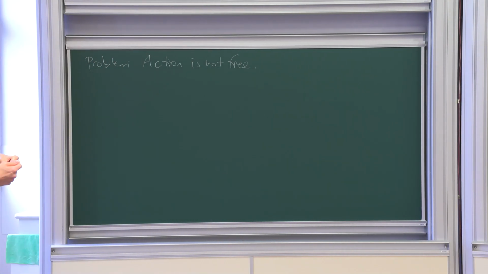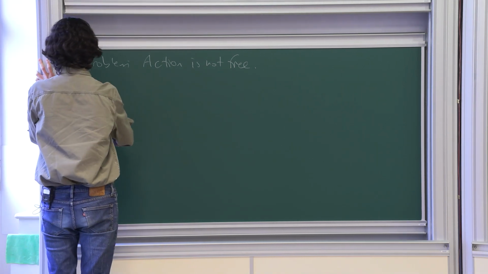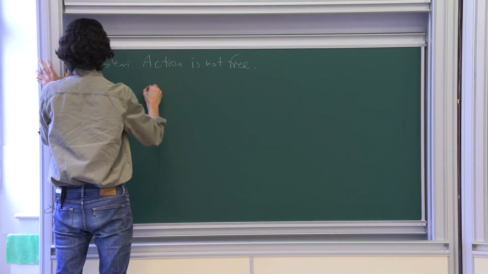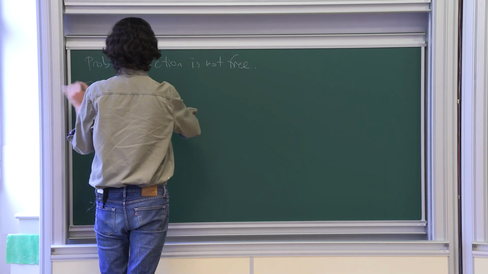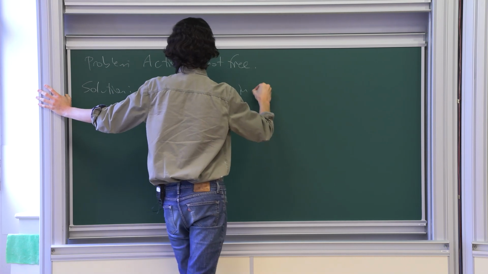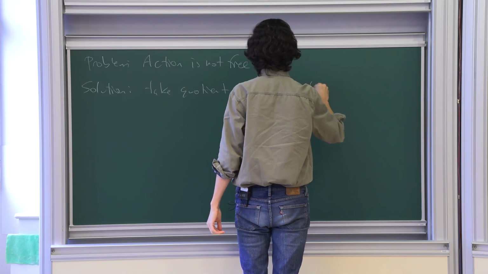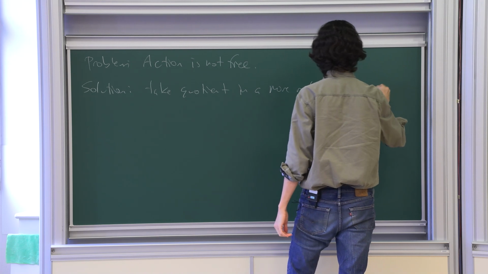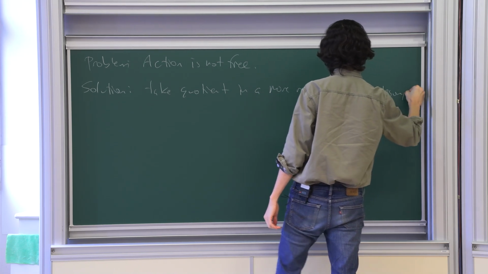It's not remembering enough. And the solution is to take the quotient in a more refined category. In fact, a 2-category. So groupoids.